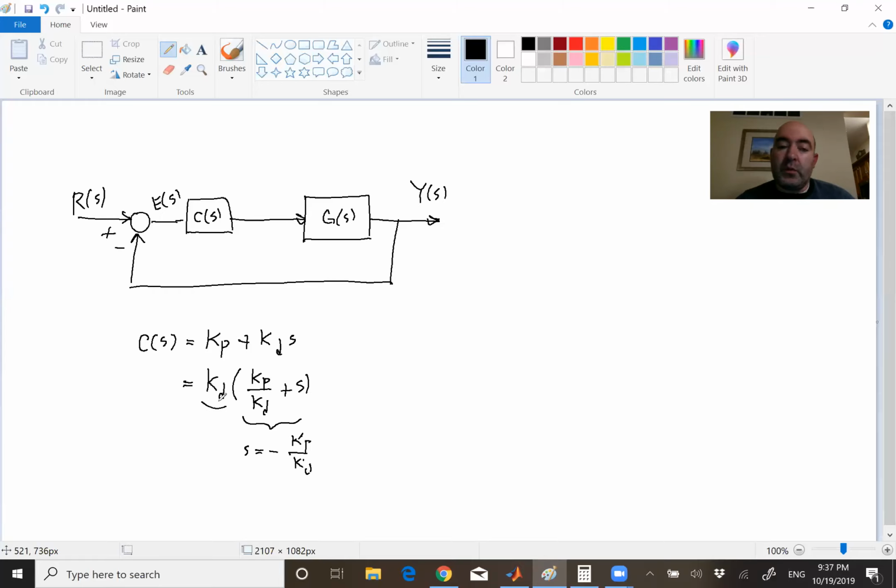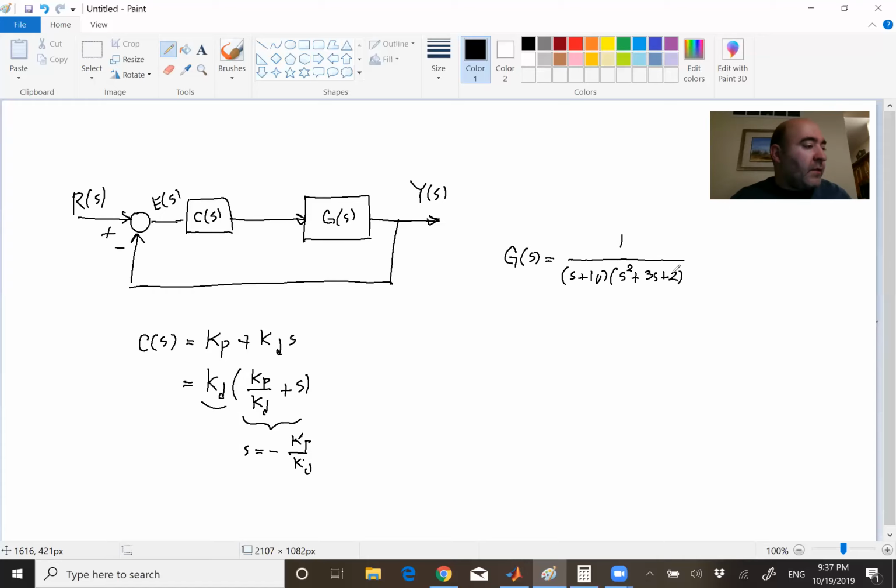So if I want to design a PD controller, essentially what I have to do is add a zero to the system and then play with the gain in order to get to the behavior that I want. The best way to understand how this works is to work through an example. So let's say I have a system with an open loop gain of 1 divided by s plus 10 times s squared plus 3s plus 2. That's a third order system with no zeros.